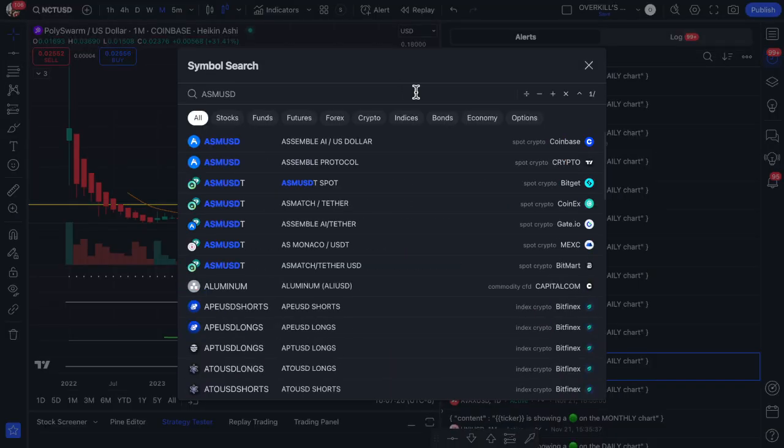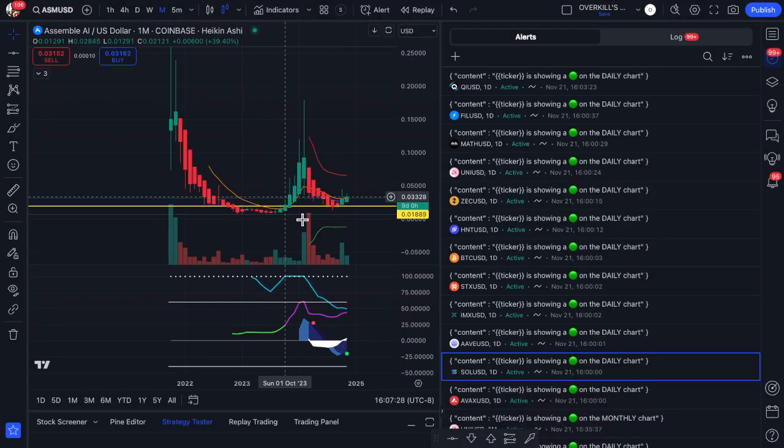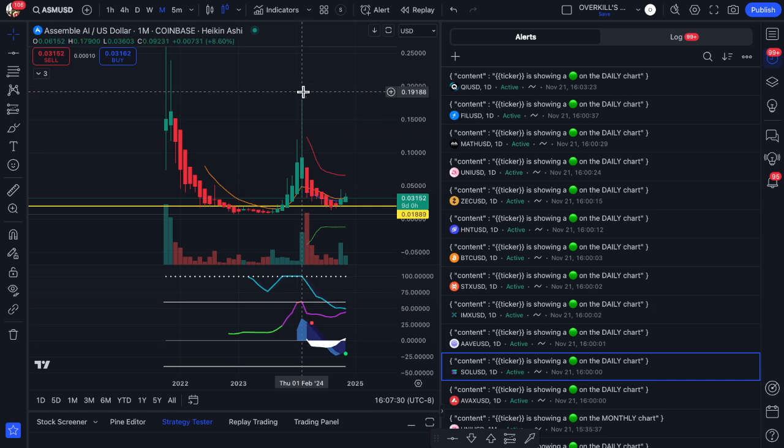ASM. Another altcoin here giving you the monthly dot today. Boom, all-time highs was 20 cents. That's about a 10x trade from where we're sitting at right now.